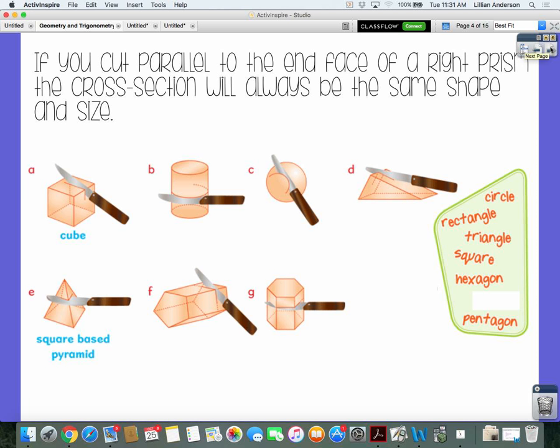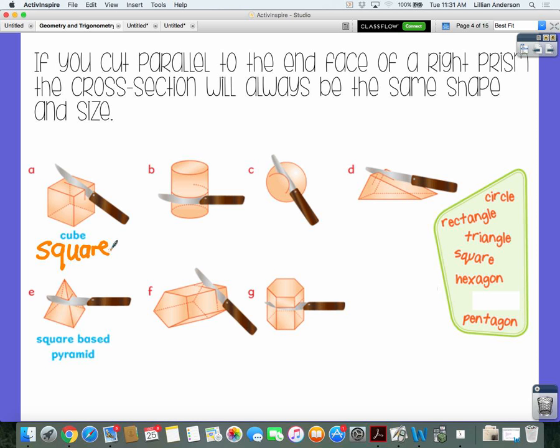Now, if you have your different types of solids, and if you cut parallel to the end face of a right prism or a pyramid or a cylinder or a sphere, so on and so forth, the cross section will always be the same shape and the same size. So if you take a look at this cube here, think of all these like blocks of cheese. You've got a cube type of cheese. You cut it with a knife. What is that cross section going to be? Square. It's going to be a square. You cut it parallel, it'll be the same size and shape as the figure itself.